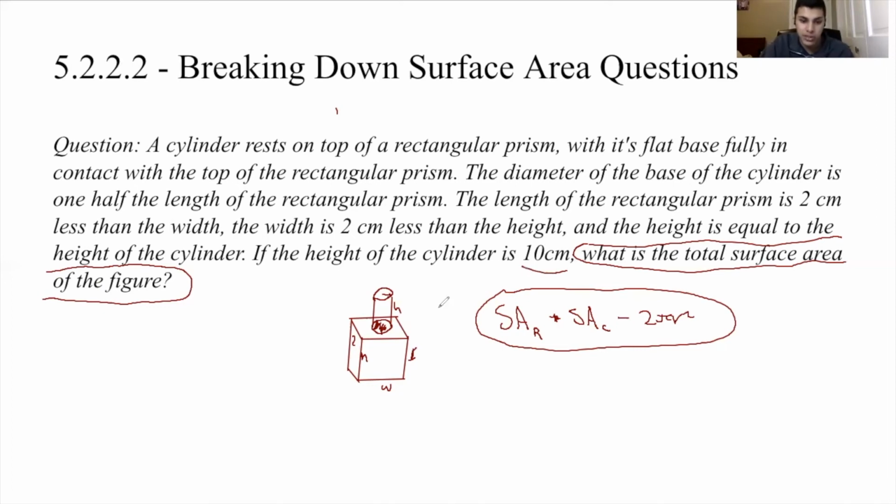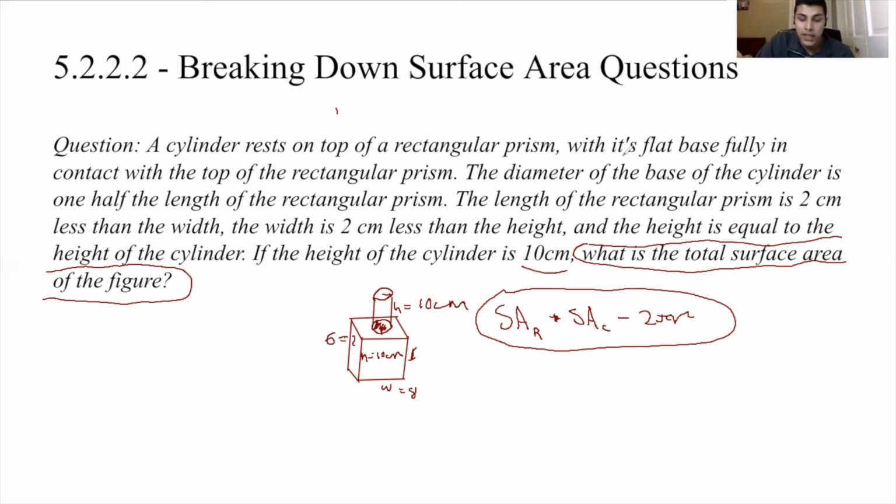The height of the cylinder is 10 centimeters. So first we can write this height is equal to 10 centimeters. Okay, now we can do all of our information drawing from that. The height of the rectangular prism is equal to the height of the cylinder, so this is also 10 centimeters. The width is 2 less, so the width is going to be 8. The length is 2 less than that, so the length is going to be equal to 6 centimeters.